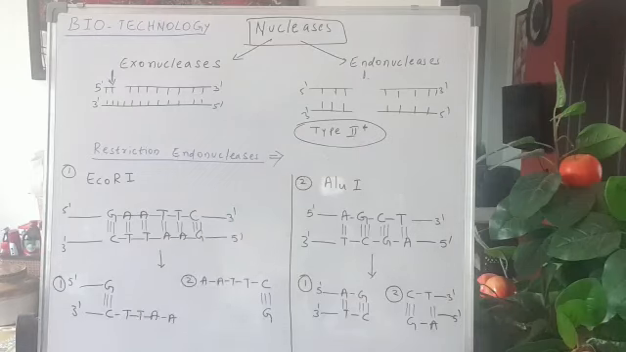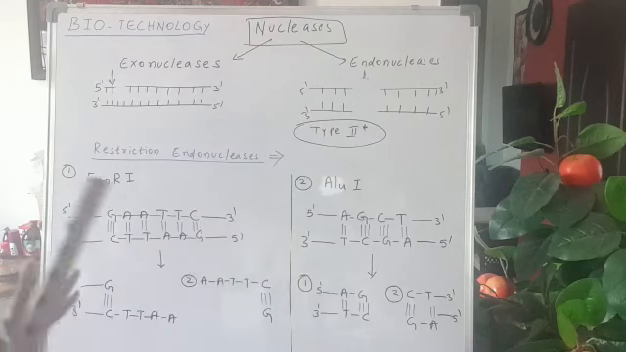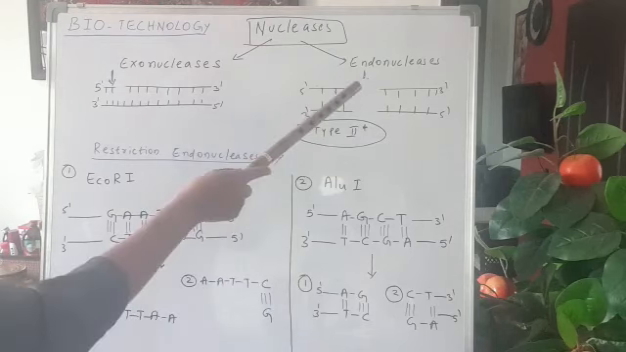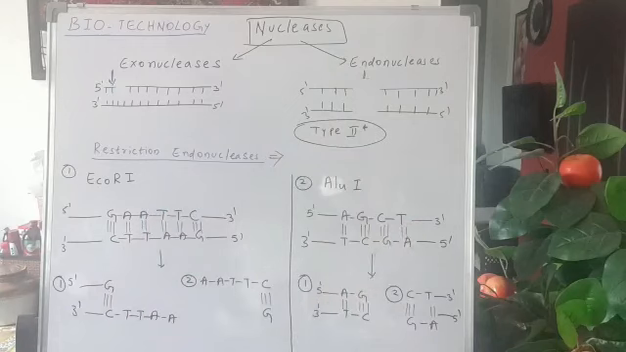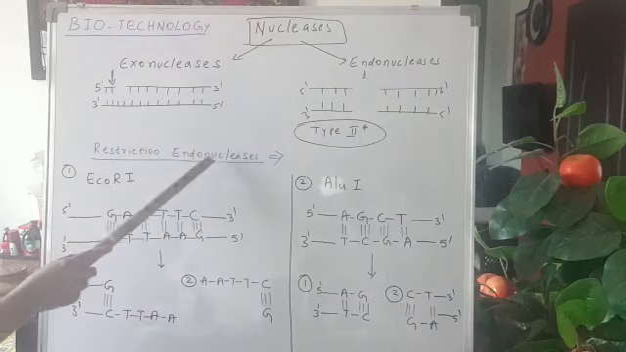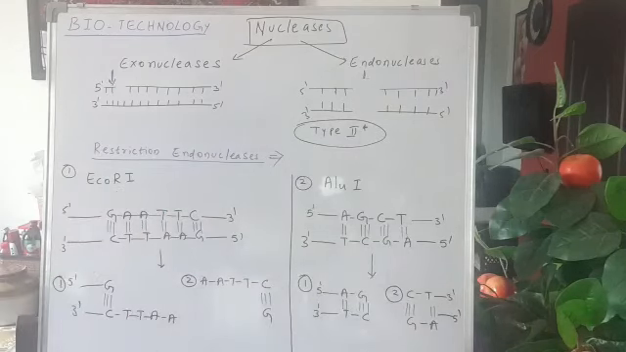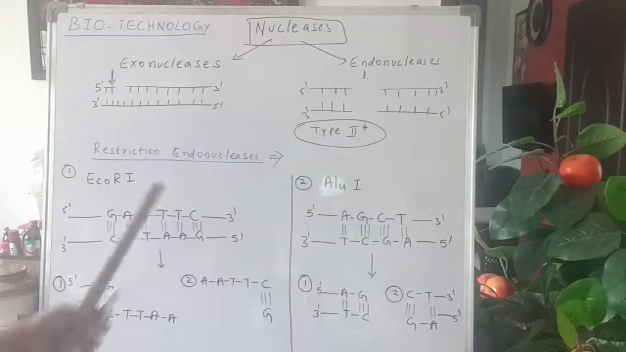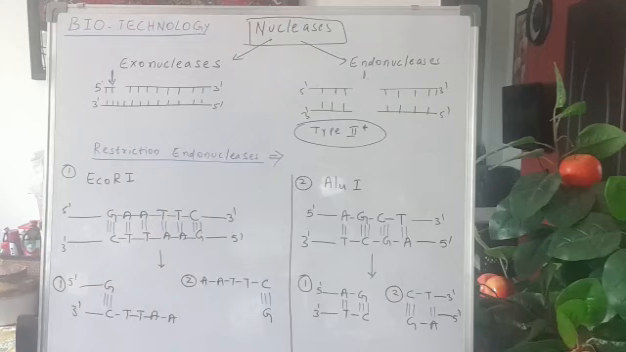Now let's understand how the mode of action of the endonucleases will be. Right. So restriction endonucleases, two important things which we have to remember. Number one, these enzymes recognize a palindromic sequence. Now what is a palindromic sequence? It is a sequence which can be read same in either direction.